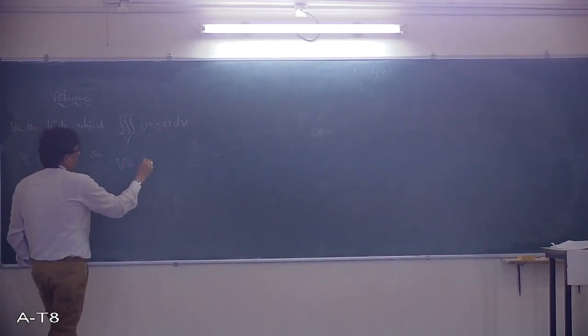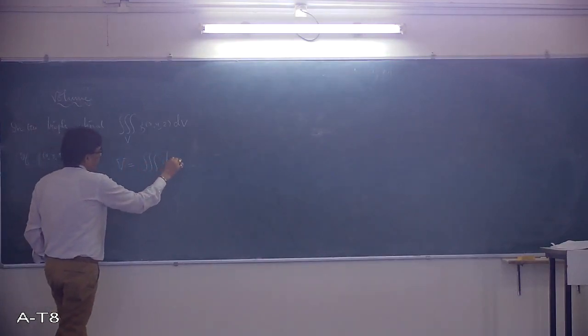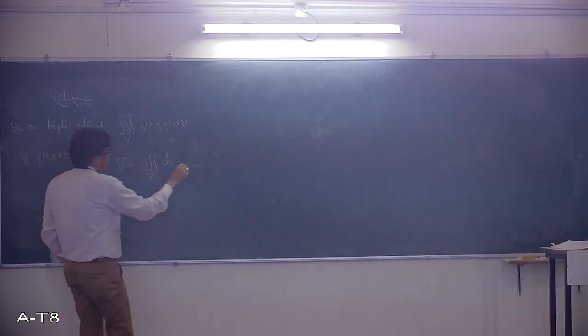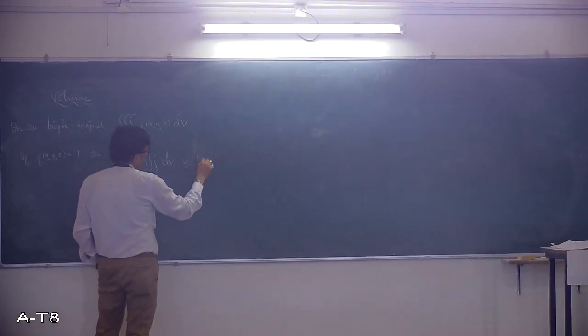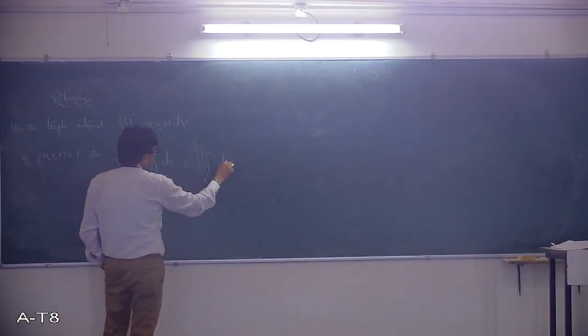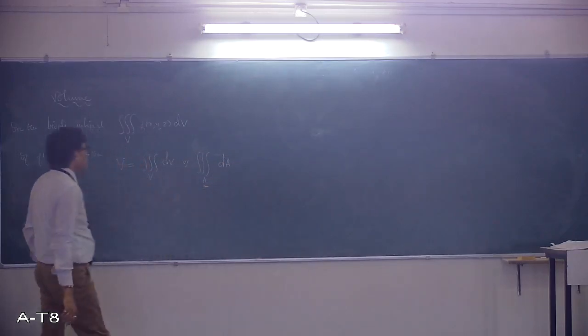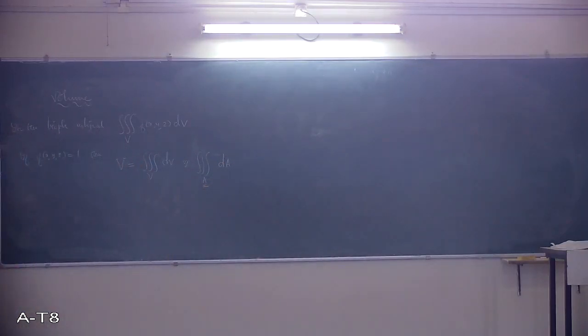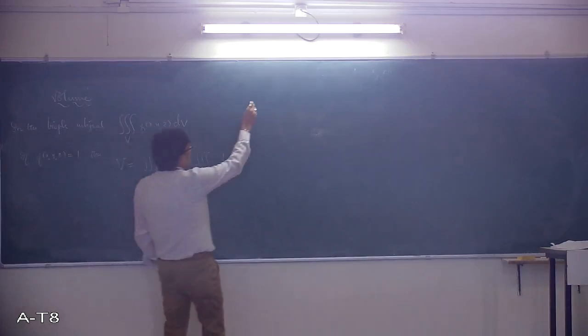the volume will be given by the triple integration over v. Sometimes we will write it as a triple integration over the region given to you. Okay, so the first example I am writing.